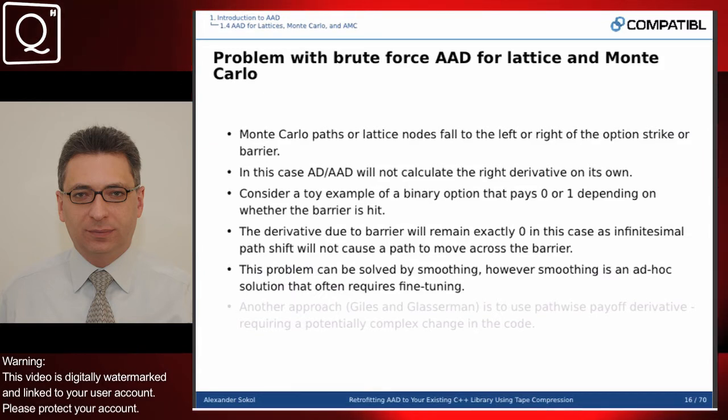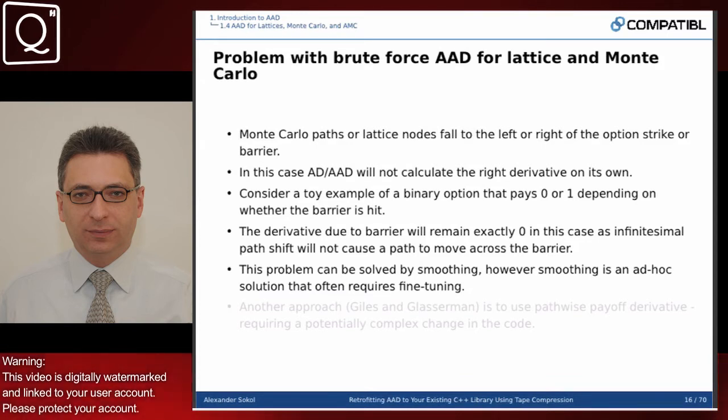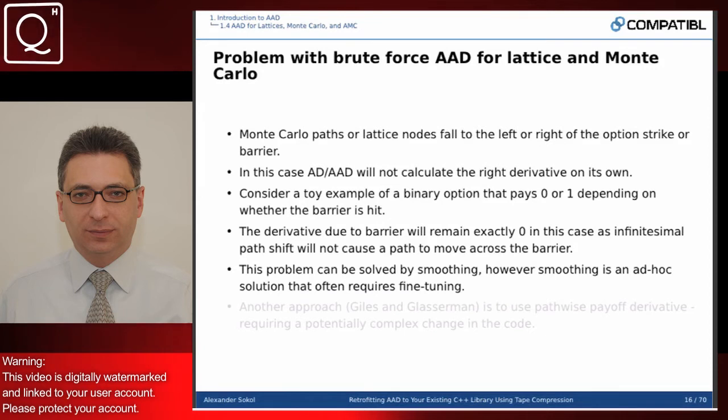Because you had some paths in which the value of the option was 0, and some paths in which the value of the option was 1. Then you infinitesimally shifted the barrier, but none of the discrete paths was very close to it, so each path that has 0 still has 0, and each path that has 1 still has 1. What this means is that you will get a derivative which is 0 or some very small derivative due to discounting, whereas the real derivative comes from the barrier position being shifted.